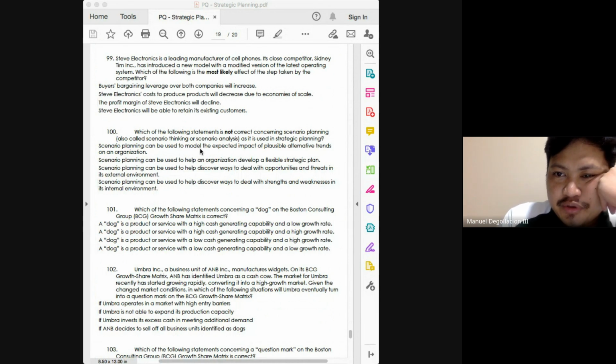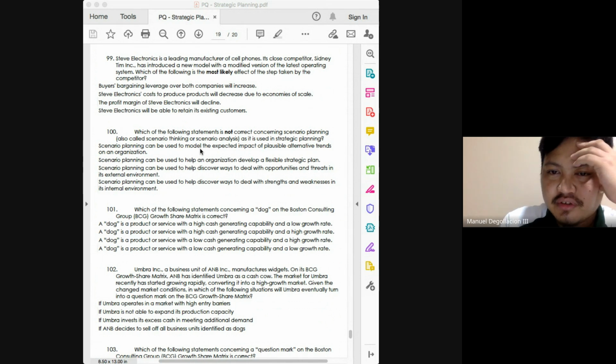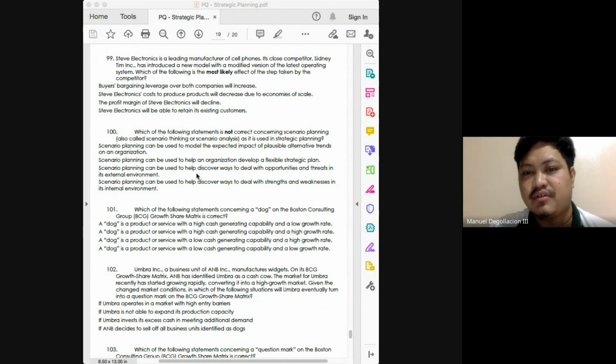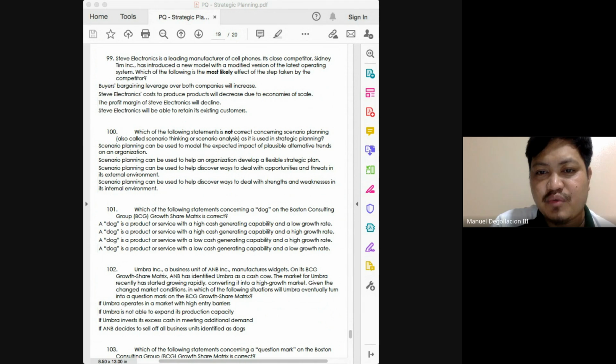Scenario planning can be used to model the expected impact of plausible alternative trends in our organization. That's correct. Scenario planning can be used to help an organization develop a flexible strategic plan. That's also correct. Scenario planning can be used to help discover ways to deal with opportunities and threats in its external environment. That's correct. Scenario planning can be used to help discover ways to deal with strengths and weaknesses in its internal environment.